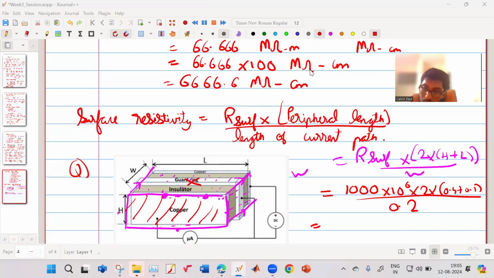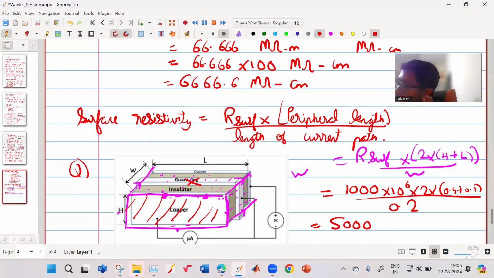5,000 around. How much? 5,000? It'll be 500 if I'm not wrong. Yeah, sir, 5,000. Yes, correct. 5,000. So this will be 5,000. And what is the unit? It will be 5,000 mega ohm, because this is length divided by length, which gets cancelled. So it retains the unit of R surface. Okay, it's in mega ohm.